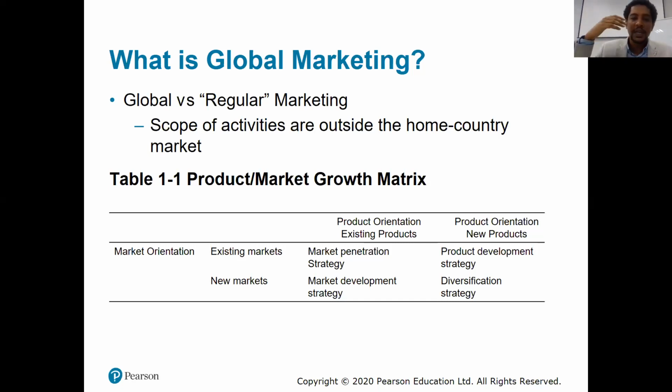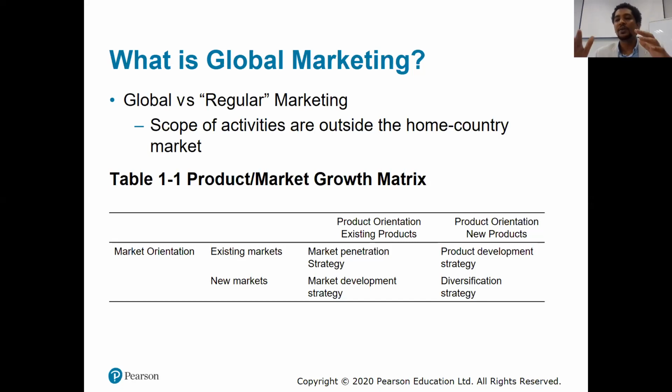So when we use the existing market to sell existing products, then it is called market penetration strategy. And there are different means through which we can do this. We can market penetrate, okay? And the other is when you use the existing market and new products.